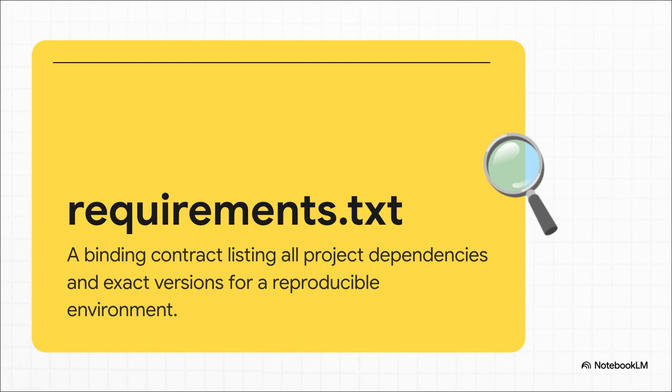And the solution is this ridiculously simple text file. You need to think of your requirements.txt file as a binding contract for your code. It's a precise list of every single library your project depends on, down to the exact version. So when a server reads this file, it can build a perfect clone of your environment. "It works on my machine" suddenly becomes "it works everywhere."